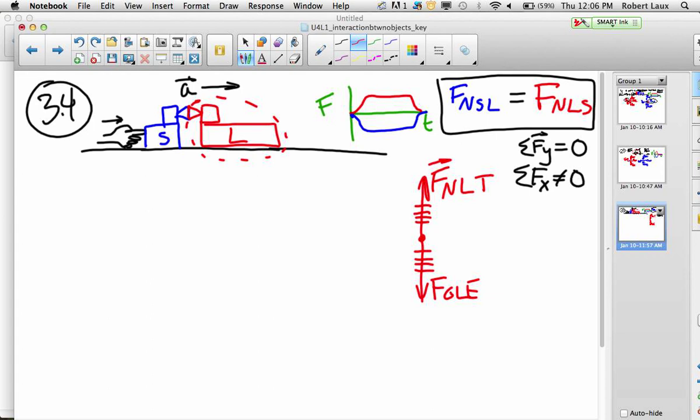What else is pushing on the large car? Is the hand touching the large car? No, the small car. Which way is the small car pushing the large car? To the right. So let's go ahead and draw that in there. We've got force normal on the large car by the small car. And that happens to be the force that we talked about from this force versus time graph up here, or in our results, force normal on the large by the small.